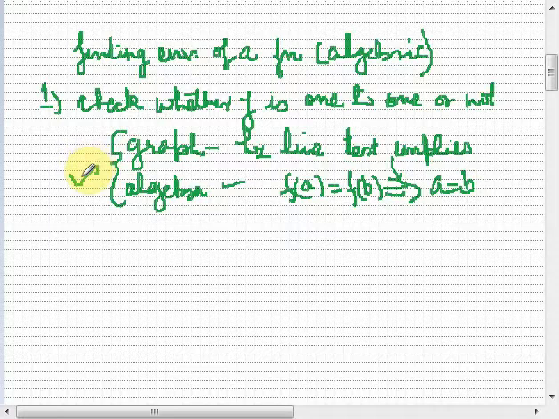I will explain the inverse of a function through an example, then I will give a formal definition of an inverse of a function. Suppose you want to find an inverse of the function f(x) is equal to (5 minus 3x) divided by 2.